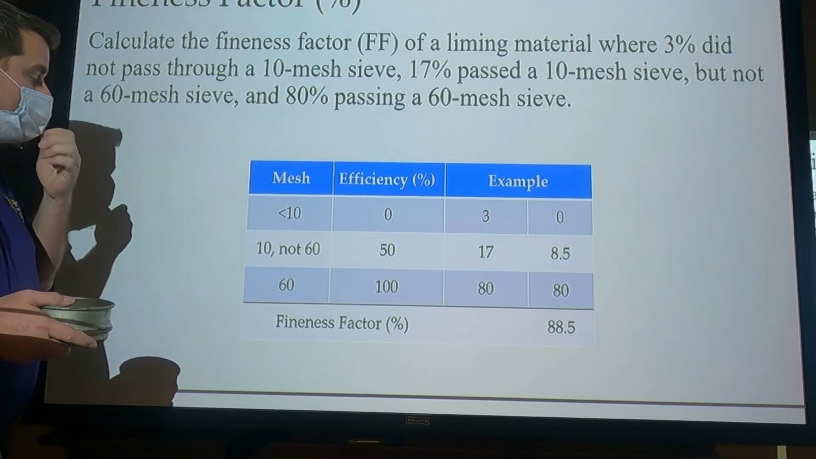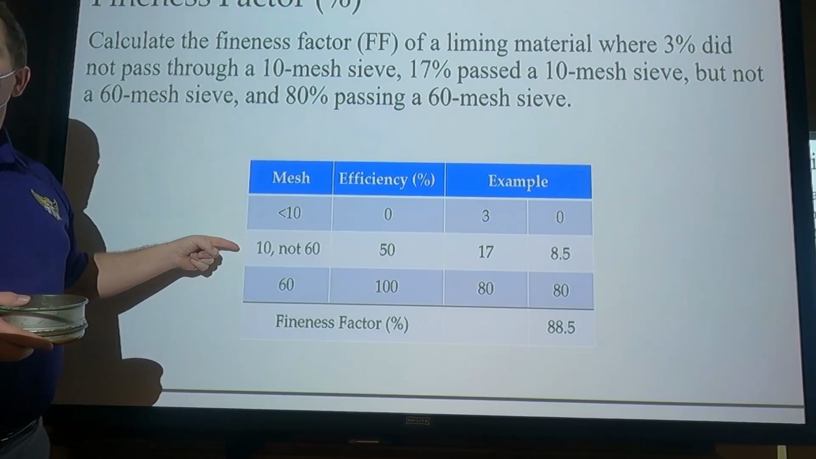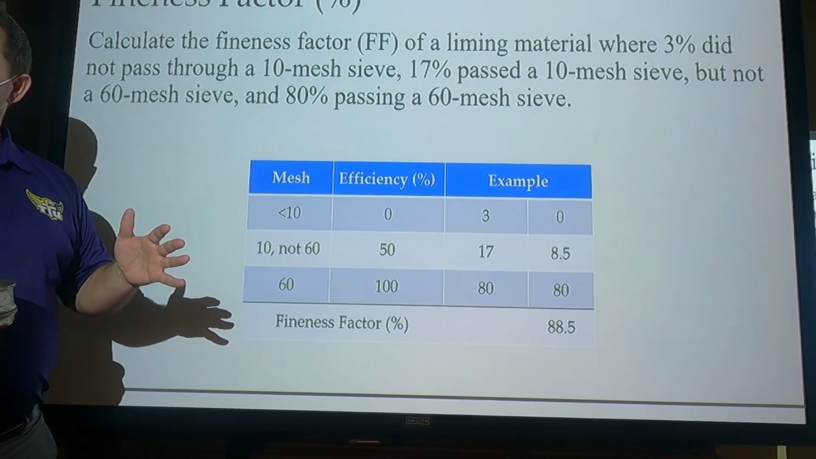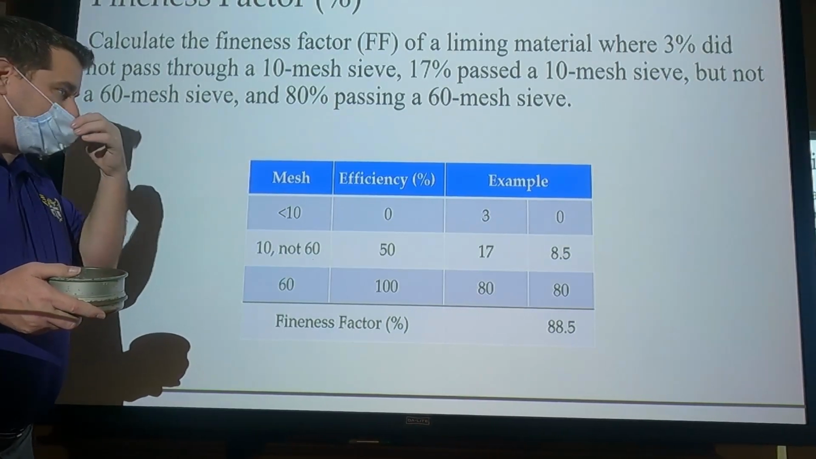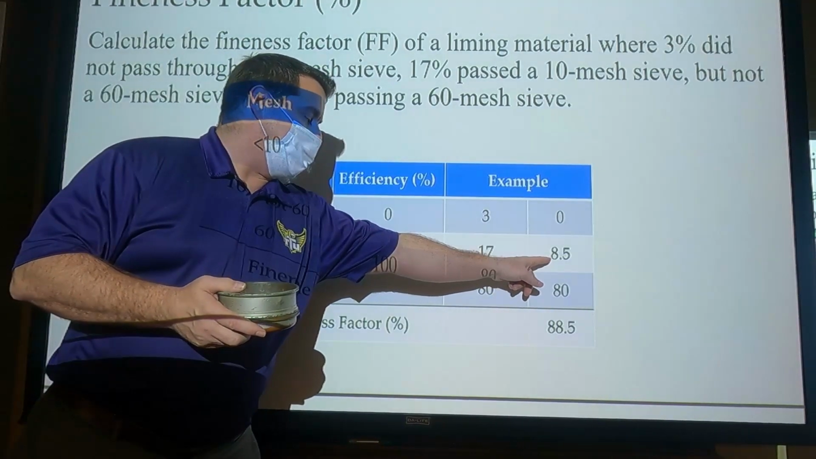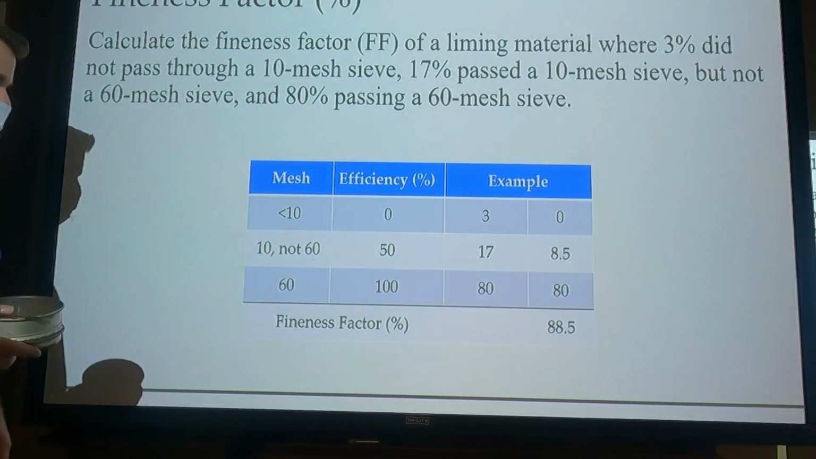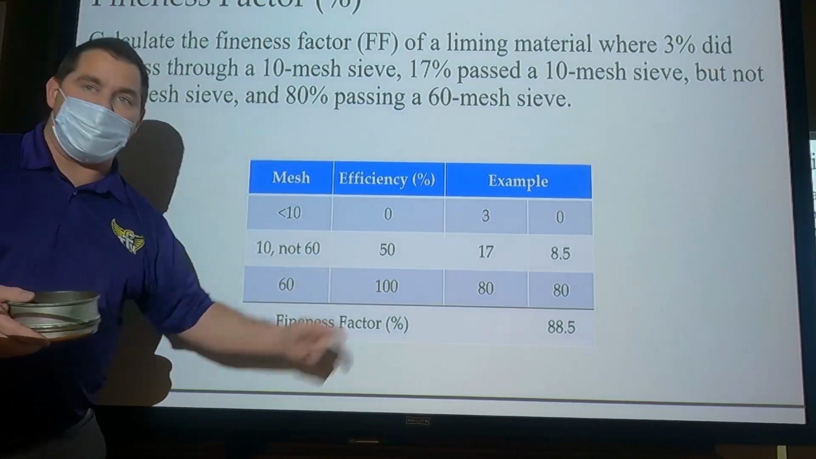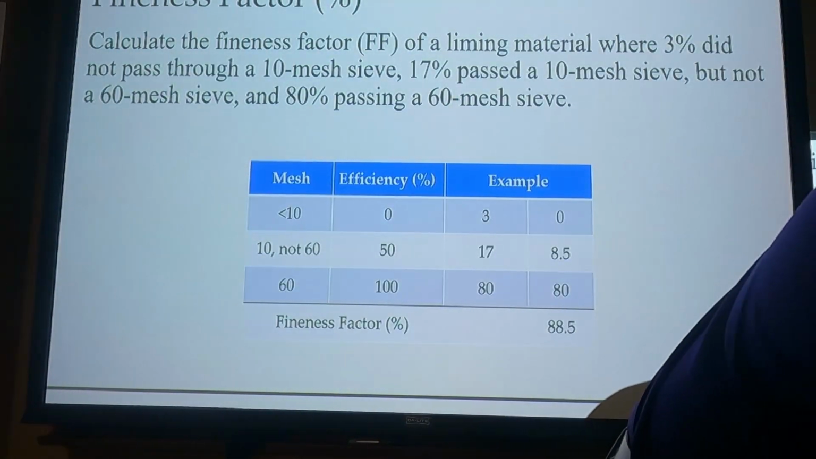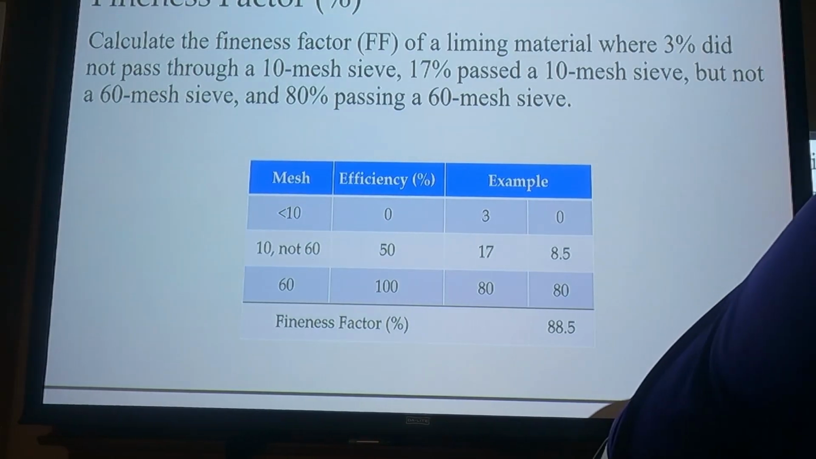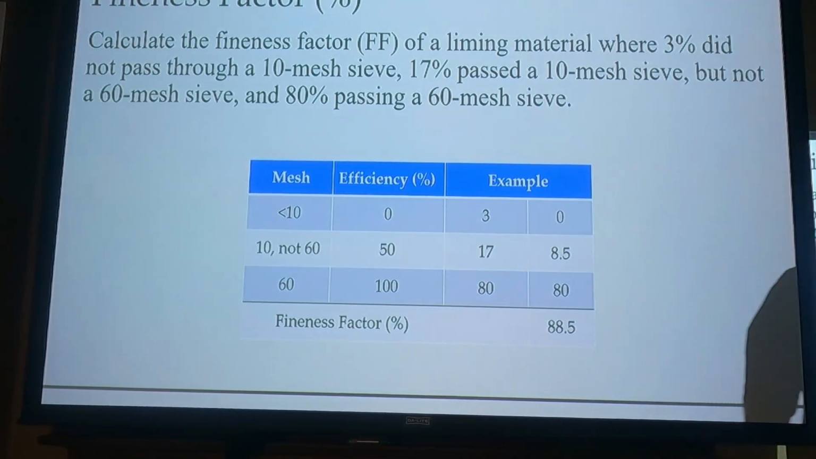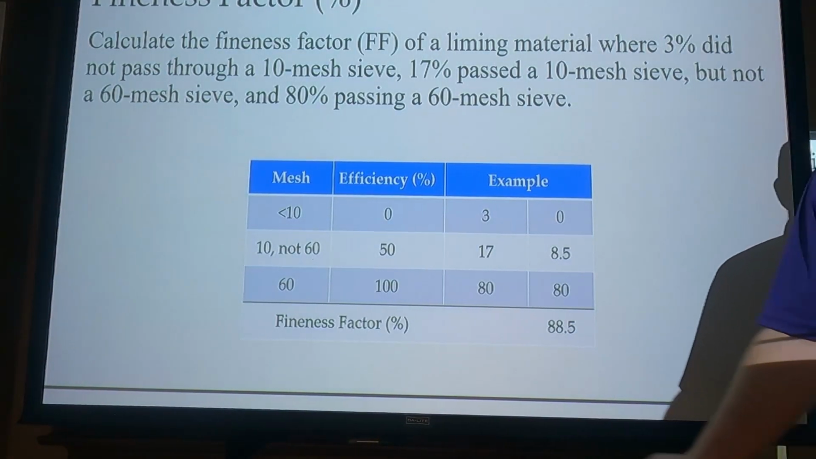That's trash. If it makes it through a 10 mesh sieve, but not a 60 mesh sieve, that stuff is 50% reactive. It has 50% effectiveness. And so we would divide whatever percent falls through by 50, by 0.5. And everything that falls through after that is 100% effective. So if it does not pass through a 10 mesh sieve, you throw it out. It is trash. It might not get thrown out as far as the material goes, but you can't really count on it to do anything.